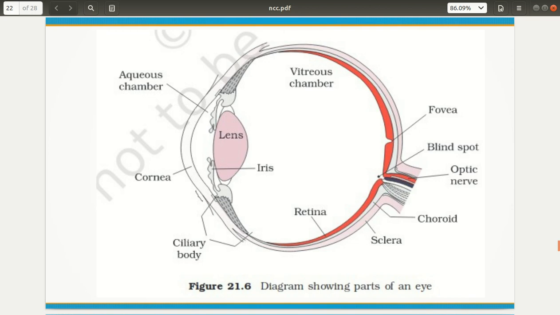So this is the diagram showing different parts of an eye. It has a cornea which leads into the aqueous chamber, and then you can notice the lens that is there. There is an iris in front of the lens which opens it up, and then there is the screen part of it, the retina. Inside you notice the vitreous chamber. There is a furrow like structure within the eyeball, that is the fovea. Then there is a blind spot. The optic nerves are arising and exiting from the eye. The choroid layer is there, and sclera is also there.